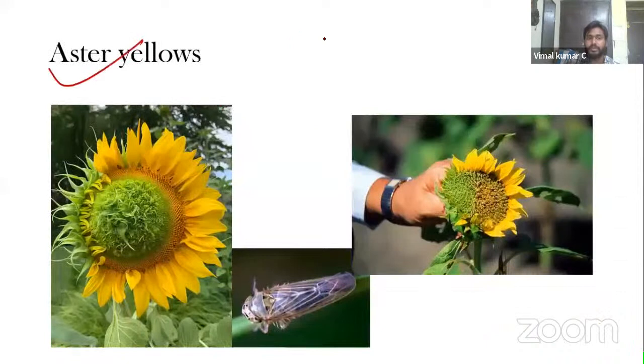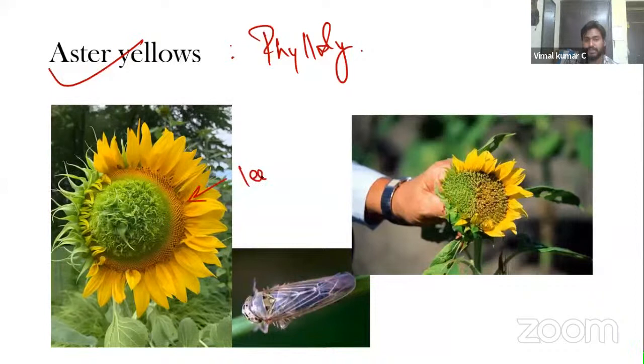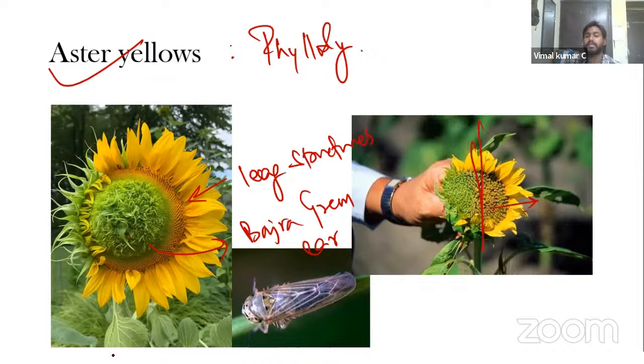Then coming to the next one, that is phyllody, which is caused by phytoplasma. Here you can see the reproductive structures are transformed into leaf-like structures. I think you might have seen this in bajra, as green ear. In the same way, the head is transformed into a leaf structure. So this is how the economic part is damaged because of phytoplasma, and it is also transmitted by leafhopper.